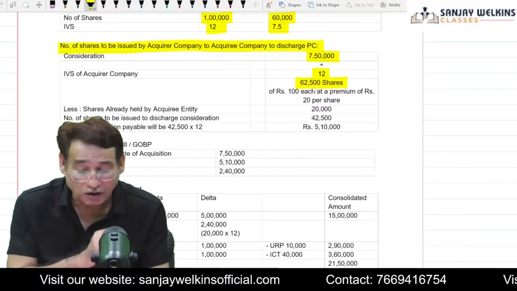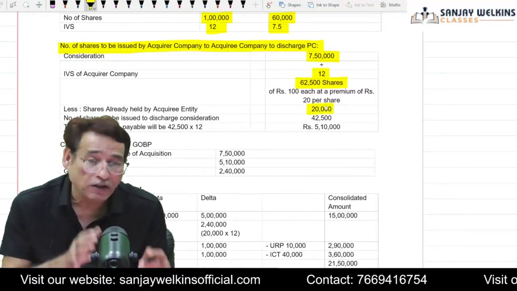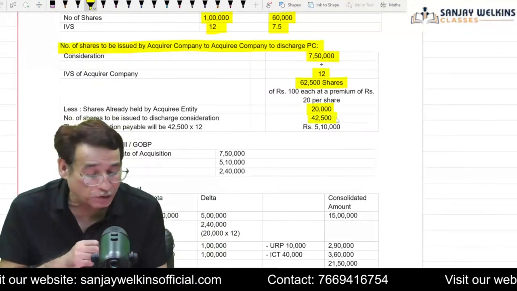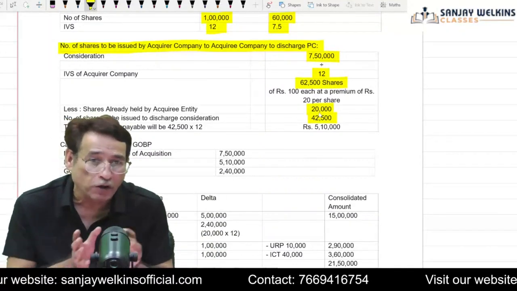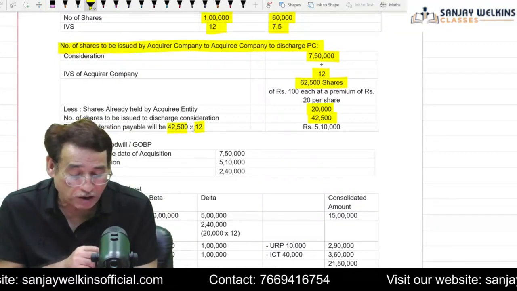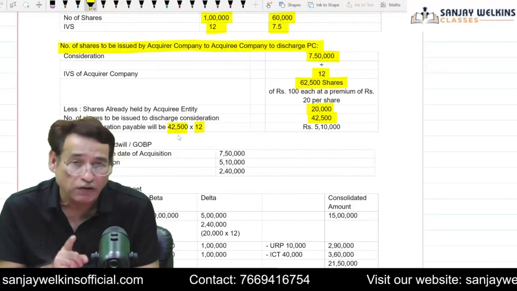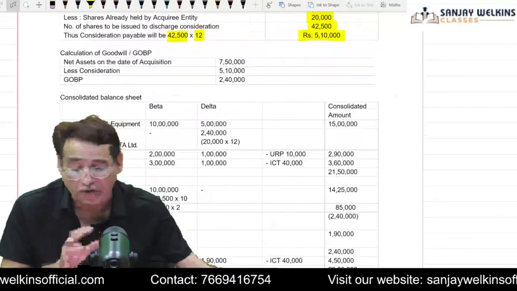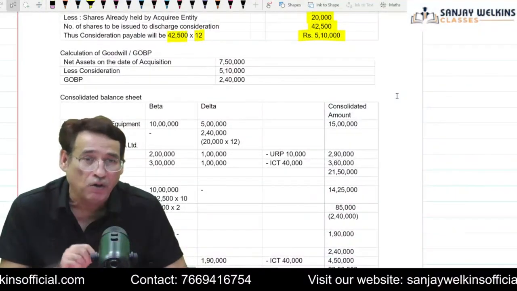But out of 62,500 shares, 20,000 shares are already held by the other entity. So now we are supposed to issue only 42,500 shares. And the intrinsic value of our share is 12. So 42,500 shares at the rate of 12, total purchase consideration will be considered 5,10,000. Is it clear to you or not?